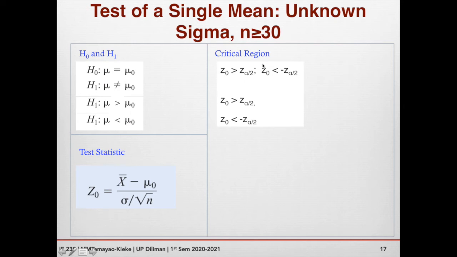standardized normal distribution. Again, errata: this should be alpha, not alpha over 2. You use that when you are dealing with a two-sided test, right? So this is your test statistic. Again, your sigma is, oh, what did I do here? This should be S, not sigma.